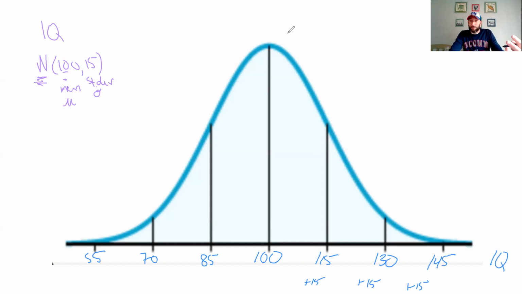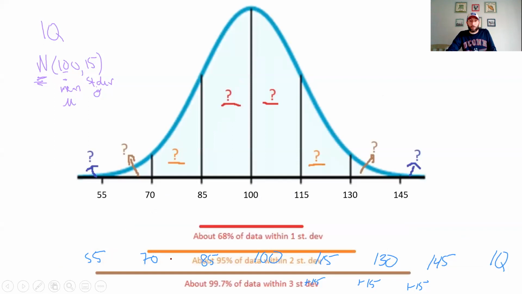Now, combining that with the empirical rule, we know, right, about 68% of people are going to have an IQ between 85 and 115, right? That's what this is telling us here in red. About 95% of people are going to have an IQ between 70 and 130. And about 99.7% of people are going to have an IQ between 55 and 145.